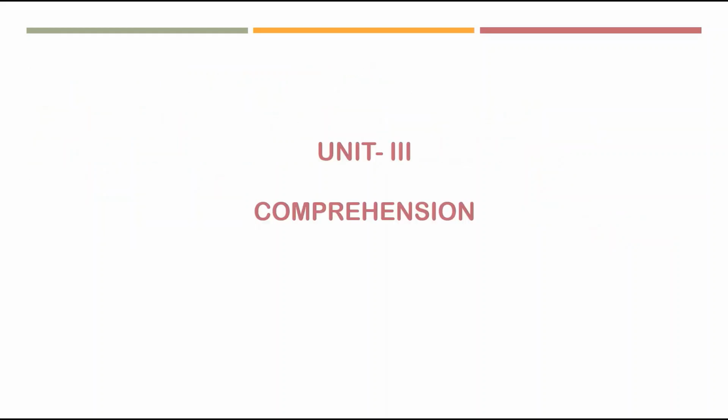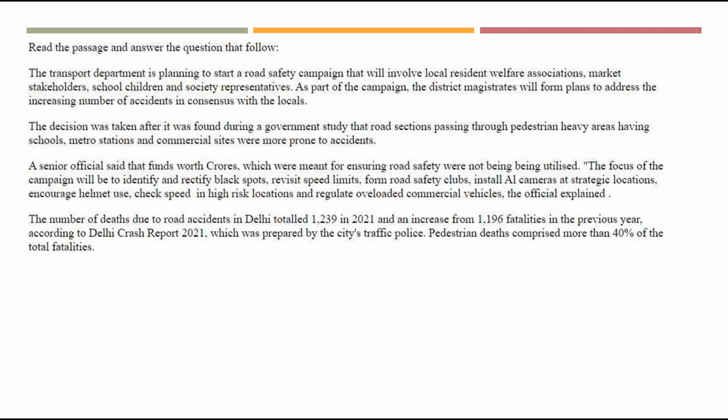Let's move on to Unit 3, Comprehension. Read the passage and answer the question that follows. The Transport Department is planning to start a road safety campaign that will involve local resident welfare associations, market stakeholders, school children and society representatives. As a part of the campaign, the district magistrates will form plans to address the increasing number of accidents in consensus with the locals. In consensus means agreement among a group of people. So, agreeing along with the locals.